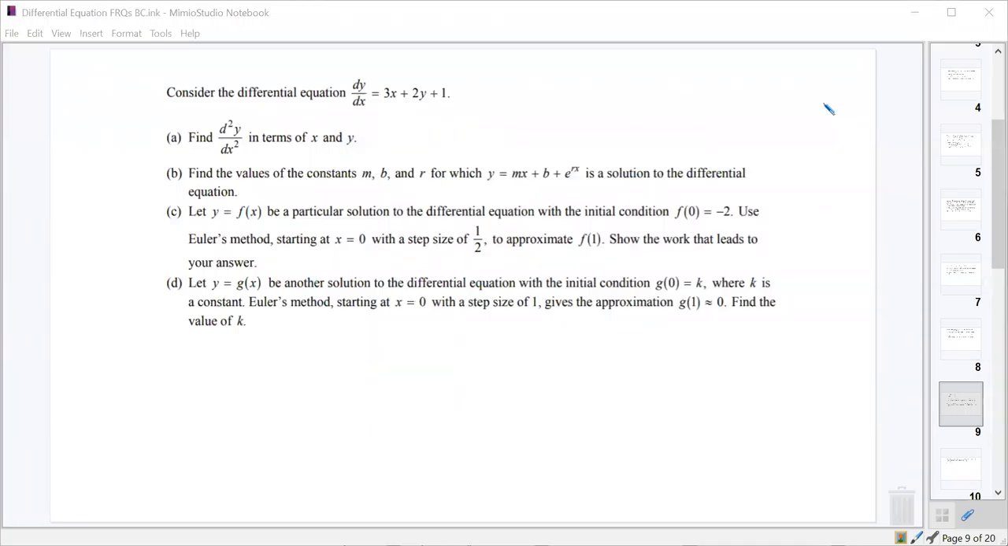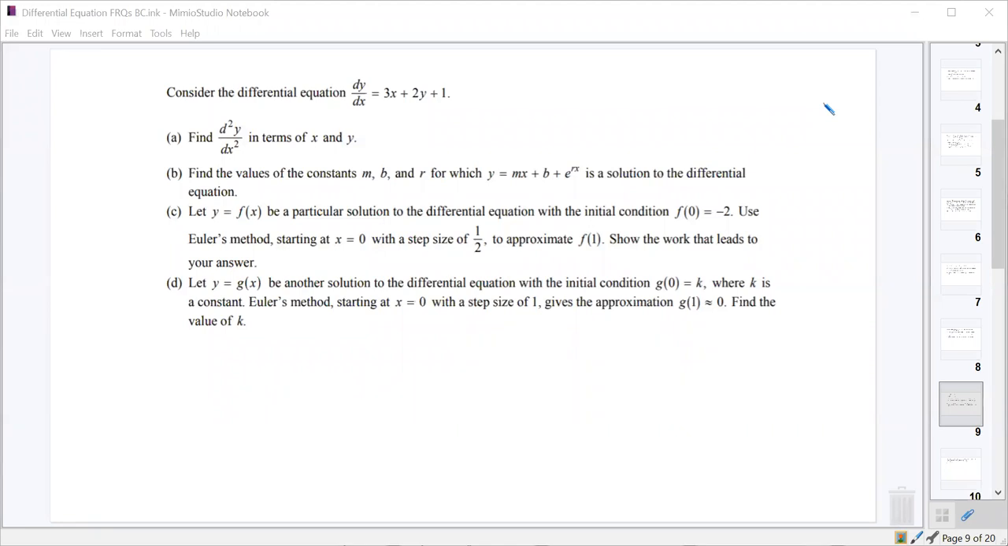So we're looking for the values of the constants m, b, and r, so that y equals mx plus b plus e to the rx is a solution to this differential equation. It's kind of similar to that one we did where we wanted y equals mx plus b to be a solution to it. We're going to use kind of the same general idea.